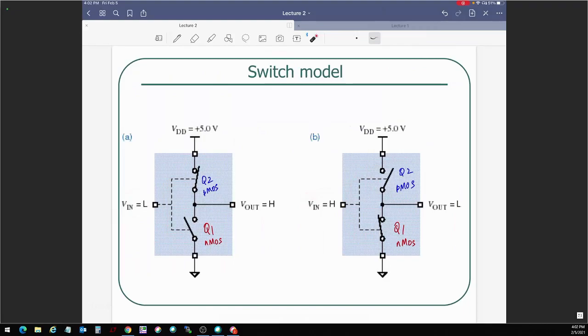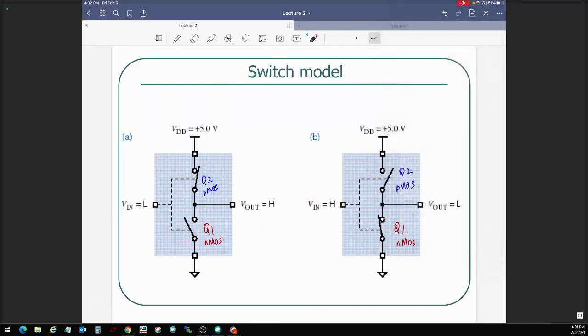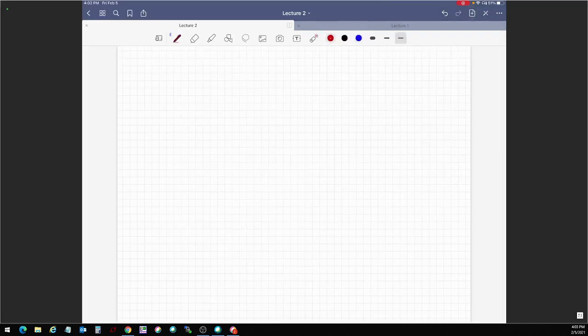All right, so let's try to talk about a buffer now. So an inverter needs two CMOS transistors. How about a buffer? Any guesses? What do I need for a buffer?